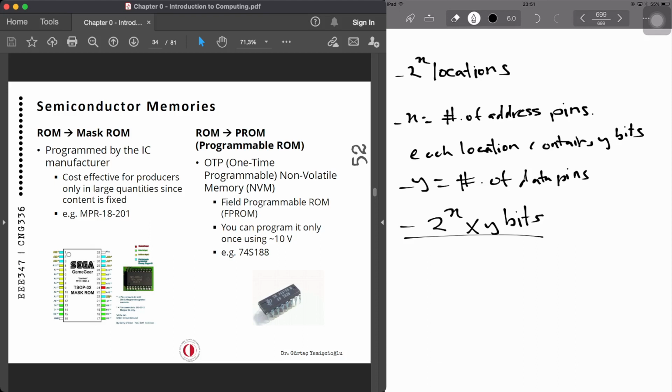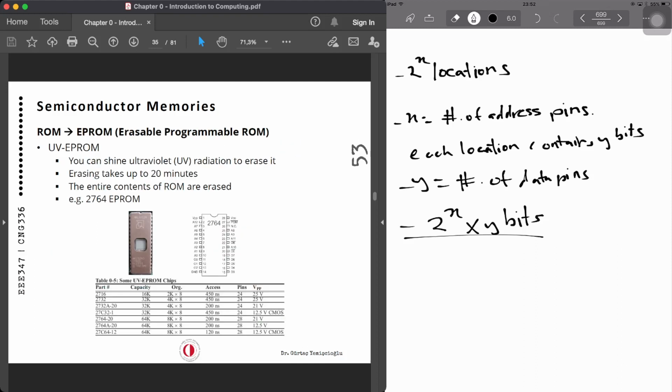On the other side, we have PROM, which is programmable ROM. Programmable ROM, you can program one time. And it's non-volatile. You can just program it once and you can use it. You cannot change the data inside of it. You have to apply some voltage, and by applying a voltage, we are actually burning the transistors or fuses inside of it, which you cannot change or alter anymore.